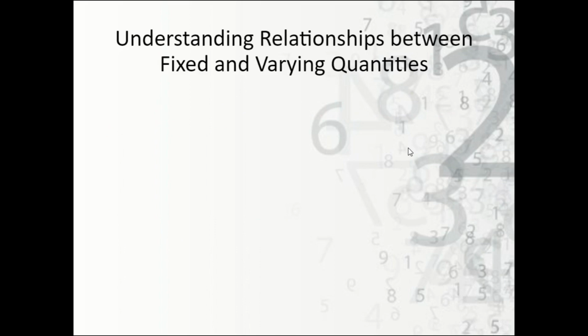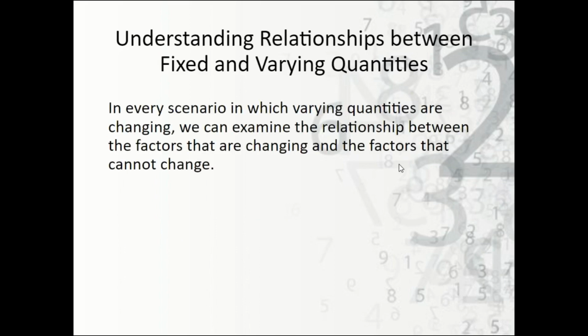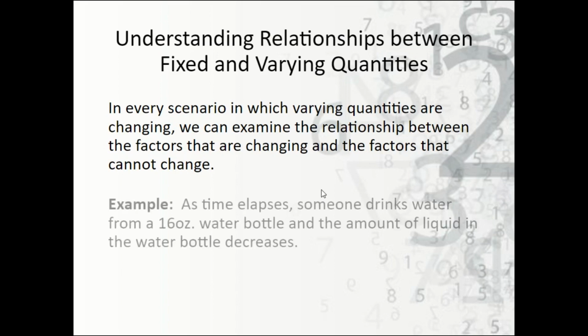So understanding the relationships between them, in every scenario in which varying quantities are changing, we can examine the relationship between the factors that are changing and the factors that cannot change. For instance, as time elapses, so as time passes, someone drinks water from a water bottle and the amount of liquid in the water bottle decreases. This is a relationship. We know that 16 ounces is the maximum for the water bottle. It doesn't change. However, the amount of water in it is changing as time passes. So this is how we can state a relationship between a fixed and a varying quantity.